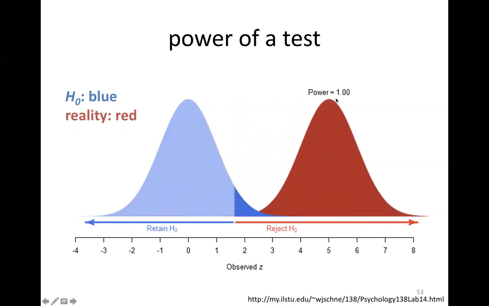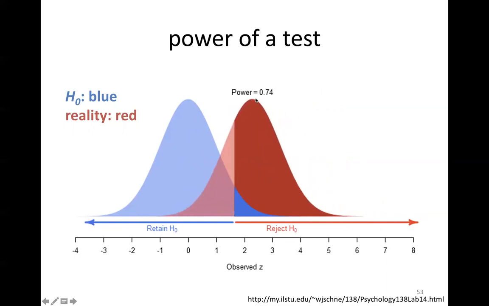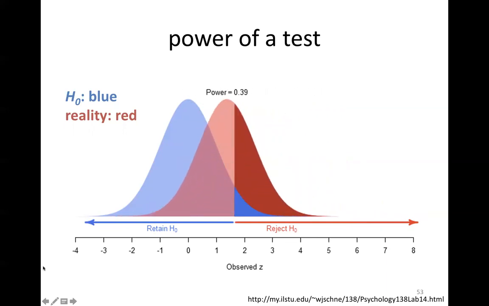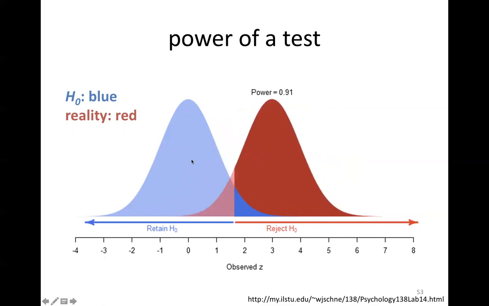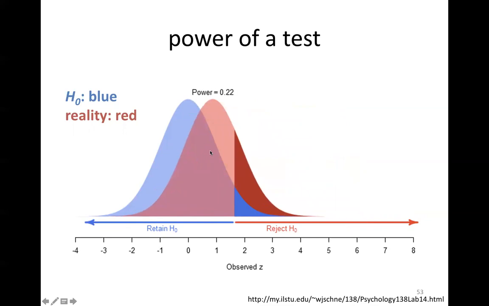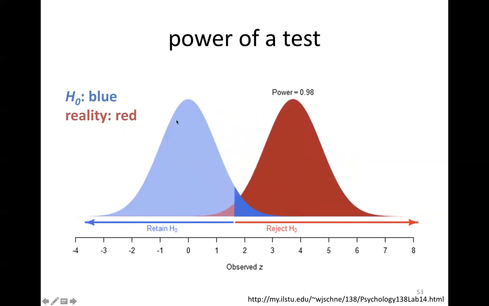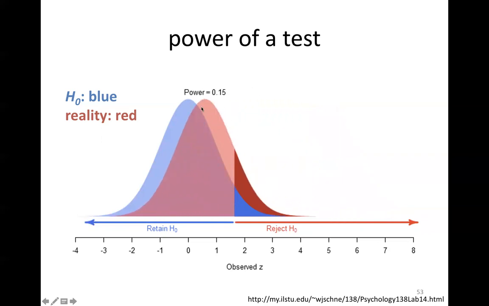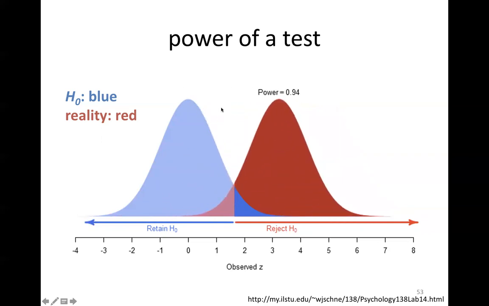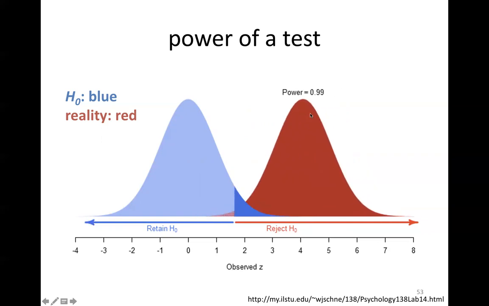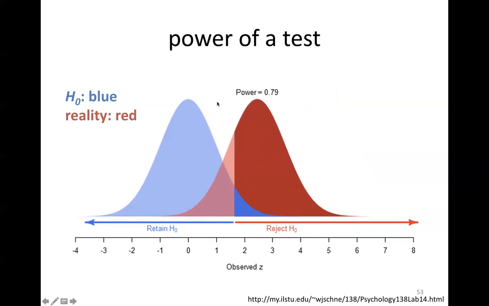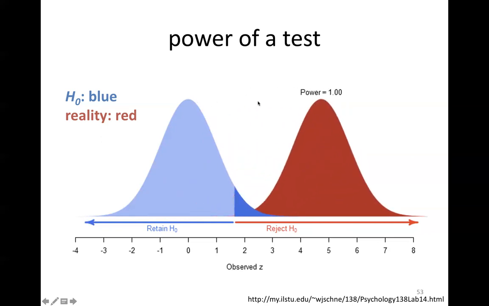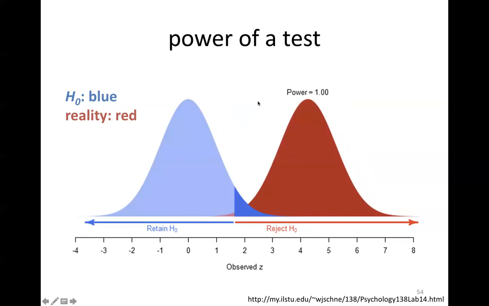As you see, if reality is close to the null hypothesis, power decreases. And another effect is, of course, the standard error. If the standard error is small, then these distributions are more narrow. So it becomes, again, easier to distinguish between the null hypothesis and the reality. And thus we can have more power of the test.